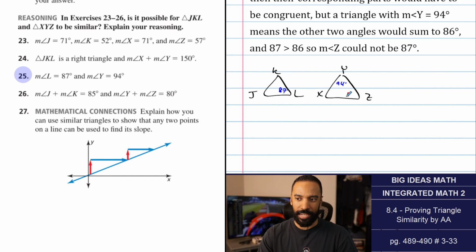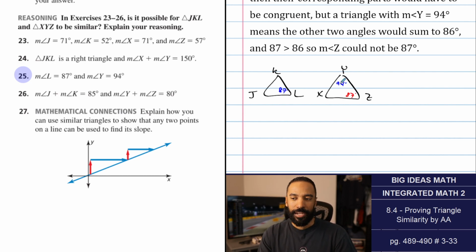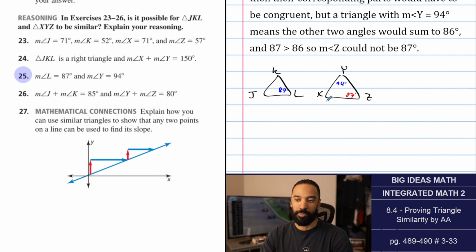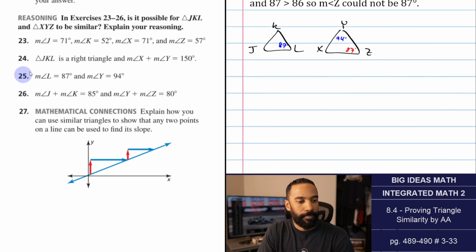then Z would have to be 87. That can't happen. 94 plus 87 is already 181 degrees. I think that's a better way to explain it. 94 plus 87 is already 181 degrees. Already more than 180. Forget X. This is already more than 180 right here. That's just not possible in that case. Or same thing here. 87, this couldn't be 94. Probably a better way to explain it in general.